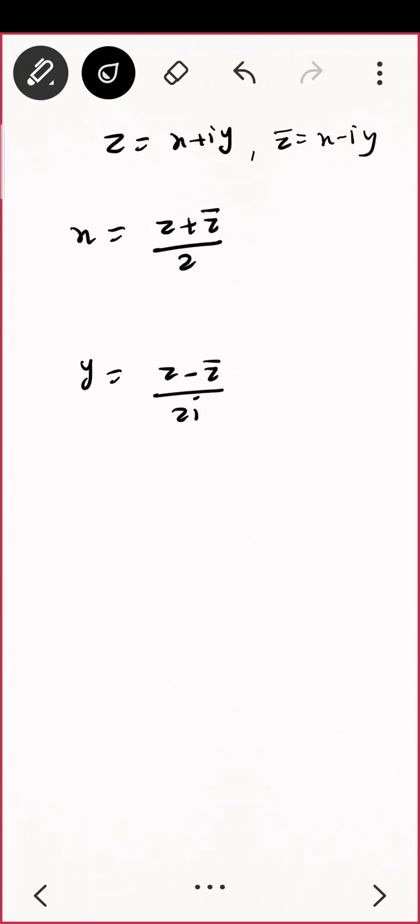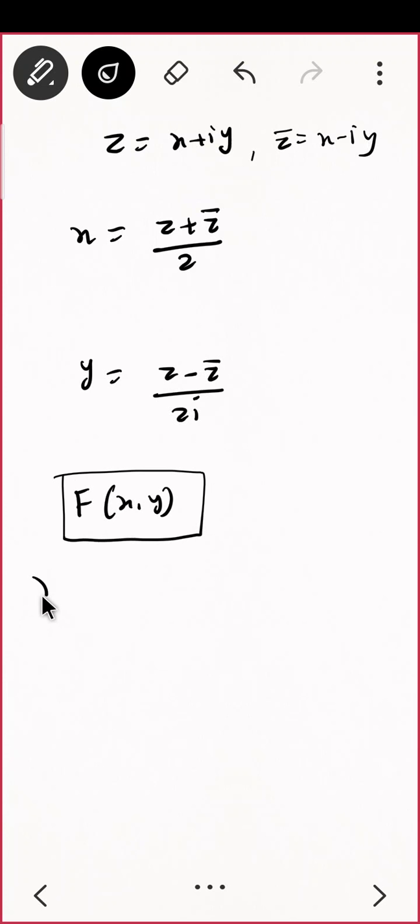Okay. Now let us do one thing. Let us do something which is quite nice. Suppose I am having a function, suppose I am having f of x y. This is the function for me, and I want to find dou f by dou z bar. Okay, this is what I want to find. But I know this function in terms of x and y. Can I use the chain rule here also?